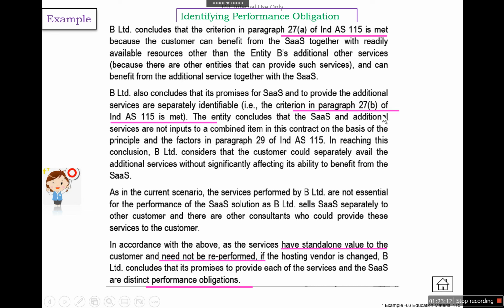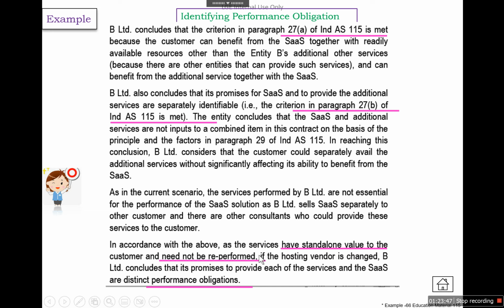It is met because the entity concludes that SaaS and the additional services are not inputs to a combined item in this contract on the basis of the principle of fact. In reaching this conclusion, we consider that a customer could separately avail the additional services without significantly affecting its ability to benefit from the SaaS. So it says that both conditions are met. In the current scenario, the services performed by B Limited are not essential for the performance of SaaS, as B Limited sells SaaS separately to other customers, and there are other consultants who could provide the services.